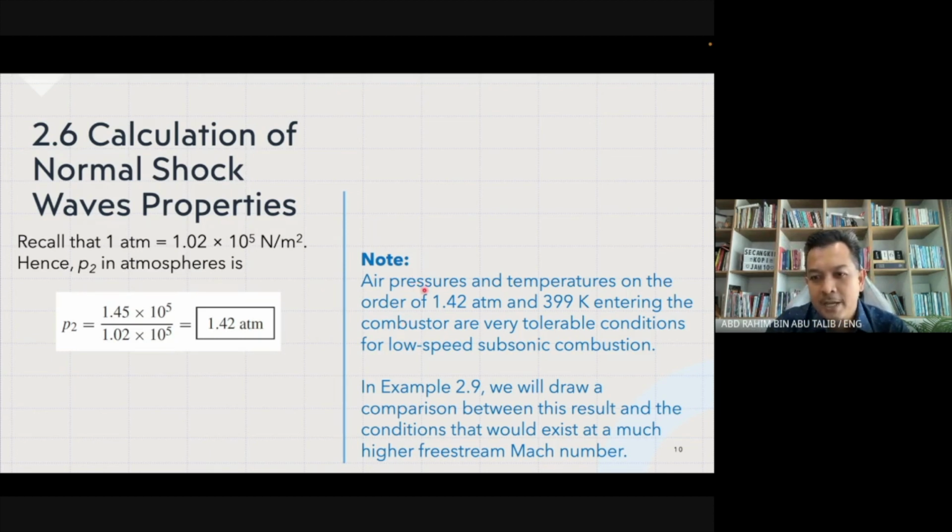A note is also given there: air pressures and temperatures on the order of 1.42 ATM and 399 Kelvin entering the combustor are very tolerable conditions for low speed subsonic combustion. In example 2.9, just now we will draw a comparison between this result and the condition that would exist at a much higher free stream Mach number.